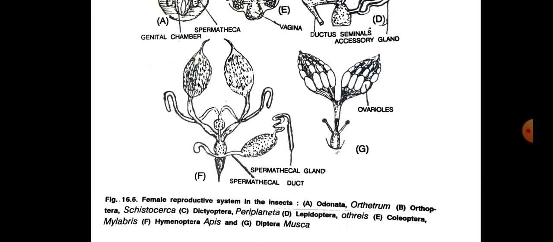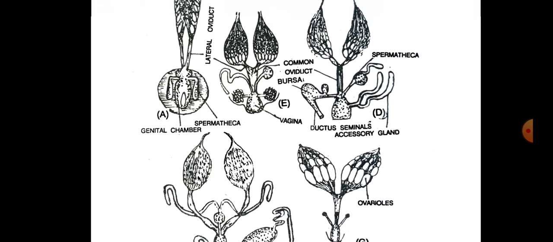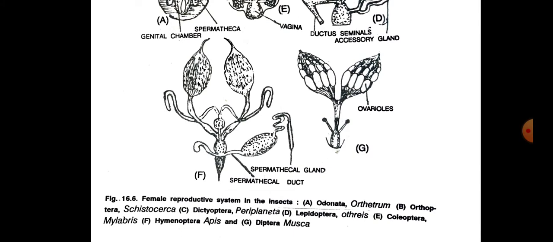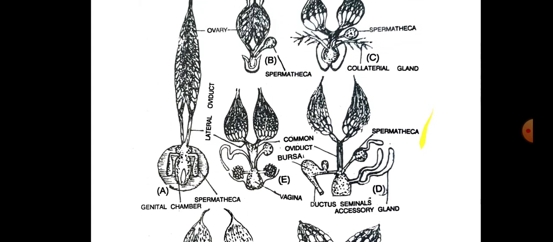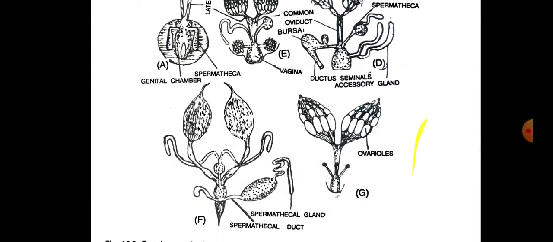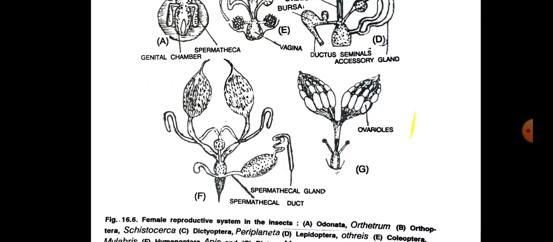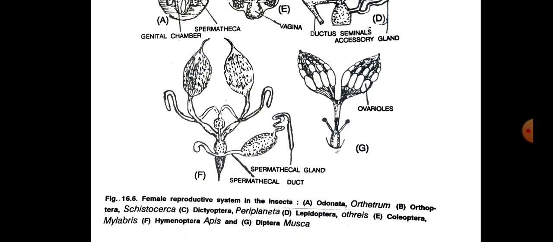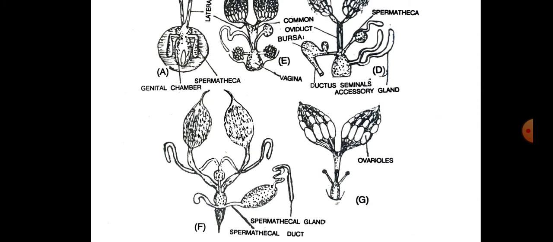This diagram shows female reproductive system in the insects in different groups. A, Odonata; B, Orthoptera; C, Dictyoptera; D, Lepidoptera; E, Coleoptera; F, Hymenoptera; and G, Diptera.